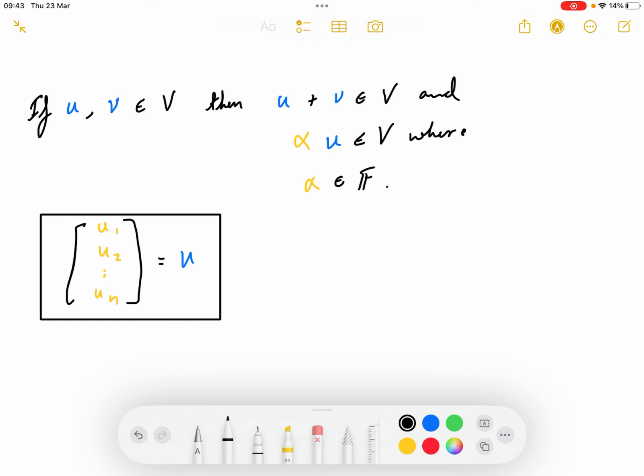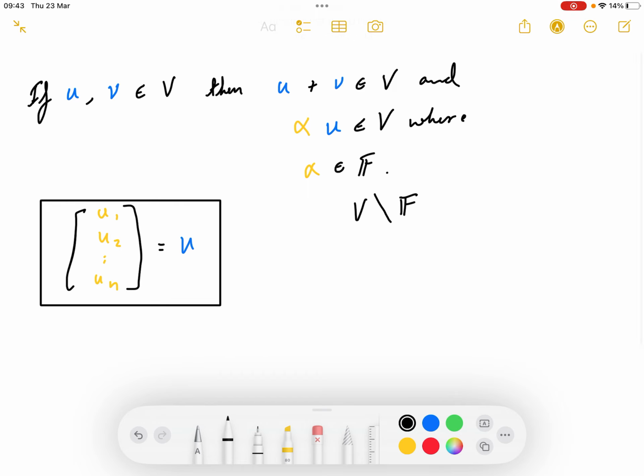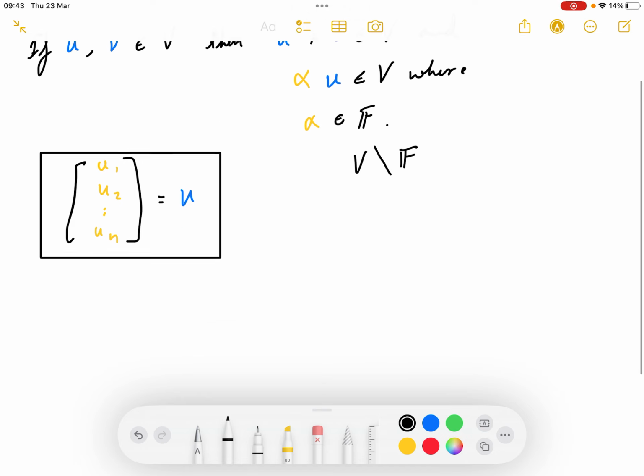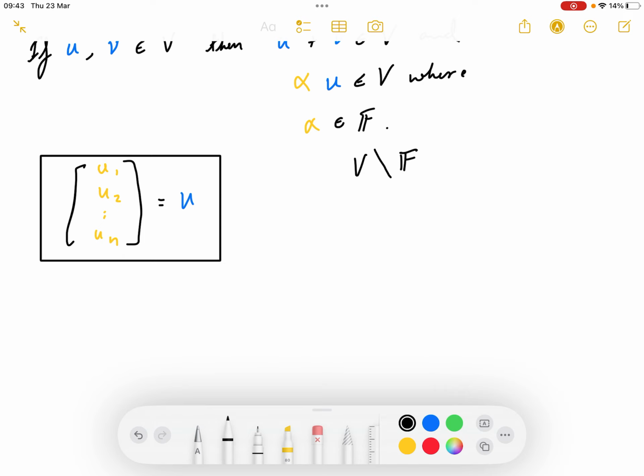Oh, and I should say we write vector spaces over the field like this. At least I've seen someone do that. So there we go. So this is what we mean when we say it's a vector space over F. Okie dokie. So here's some things.